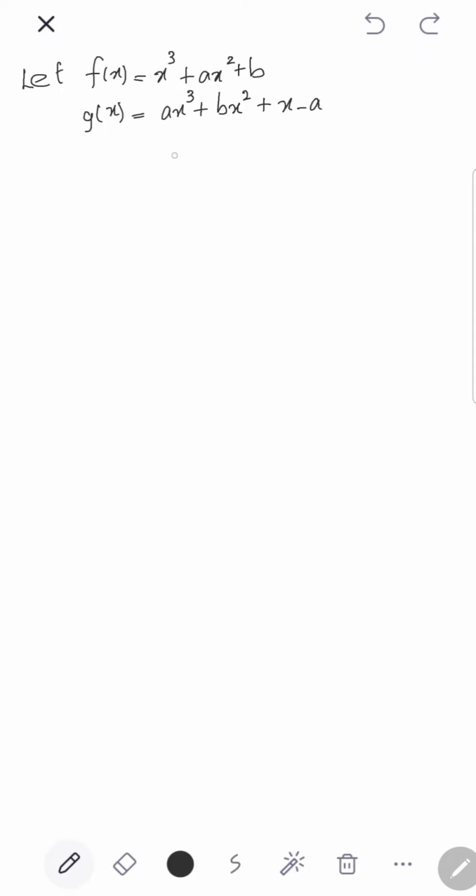So let's consider the common factor to be x minus p. So we can substitute x equal p. If it is a factor, f of p and g of p must be 0, because it is a factor.